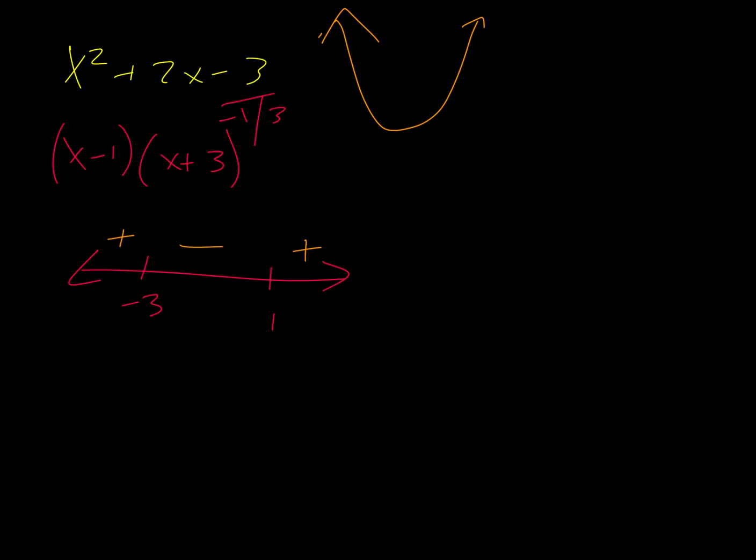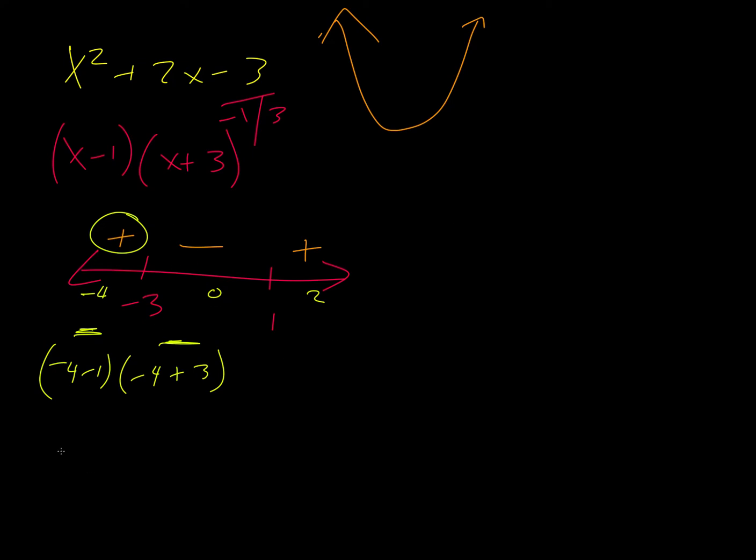Now, if you feel like that's too conceptual, then what you can do is pick any values that are in any of these areas. So you can pick -4, 0 would be a good one here, and then 2. And we can just plug these in and see what type of sign we get. So if we plug in a -4, -4 minus 1, -4 plus 3, this gives us a negative number. This gives us a negative. Negative times negative is positive, and we see that that's positive.